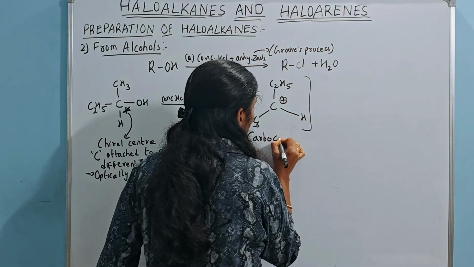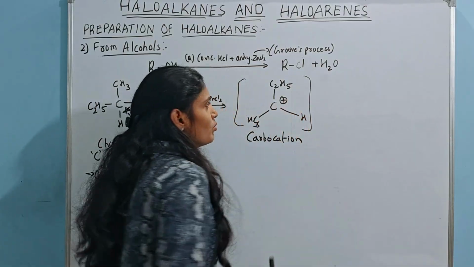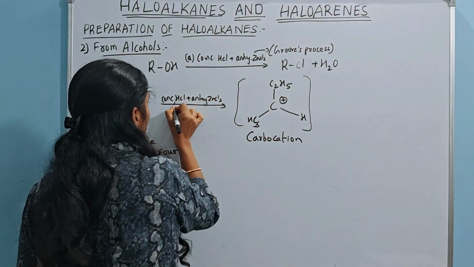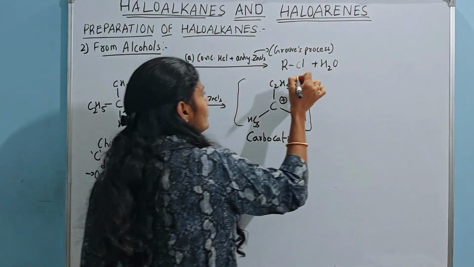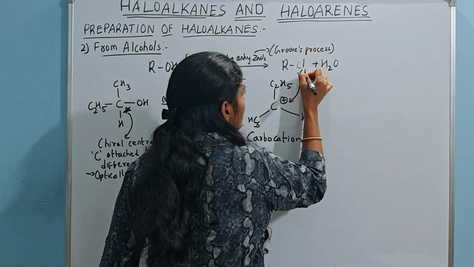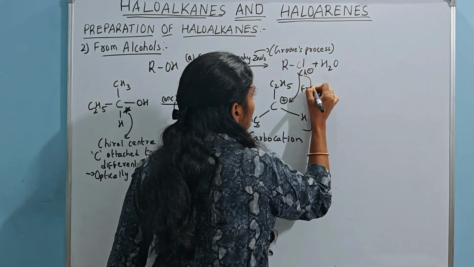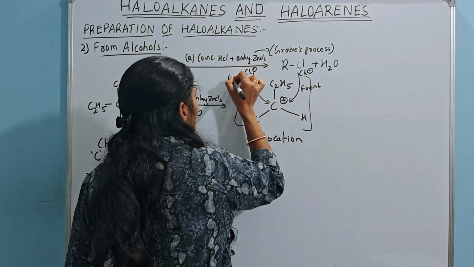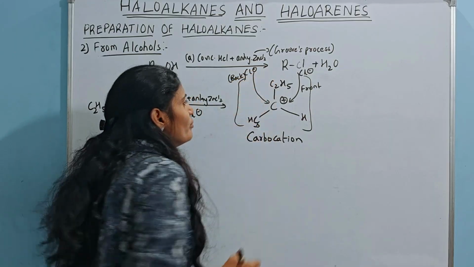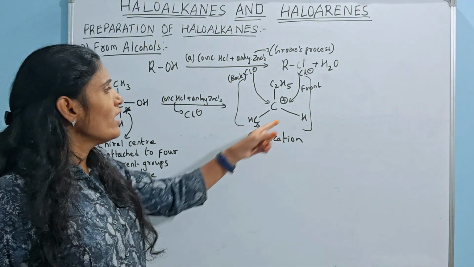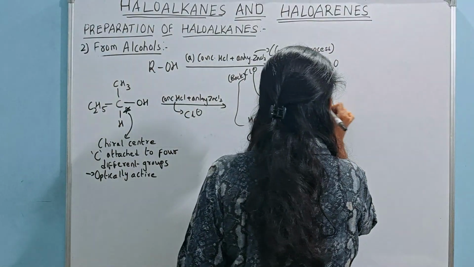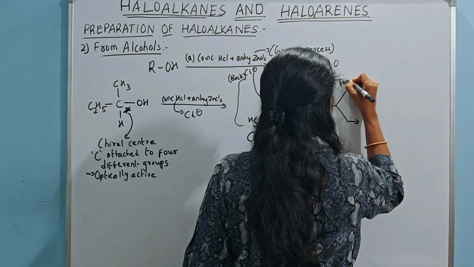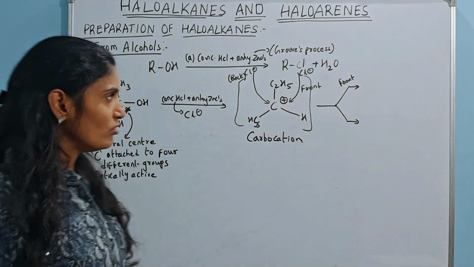Now this is my carbocation intermediate. Now you observe. Cl minus will come from concentrated HCl. This Cl minus can attack from the front side, a front attack. Cl minus can also attack from the back side, so it is a back attack. Now I'll get two products here, depending on whether the attack is from the front side.